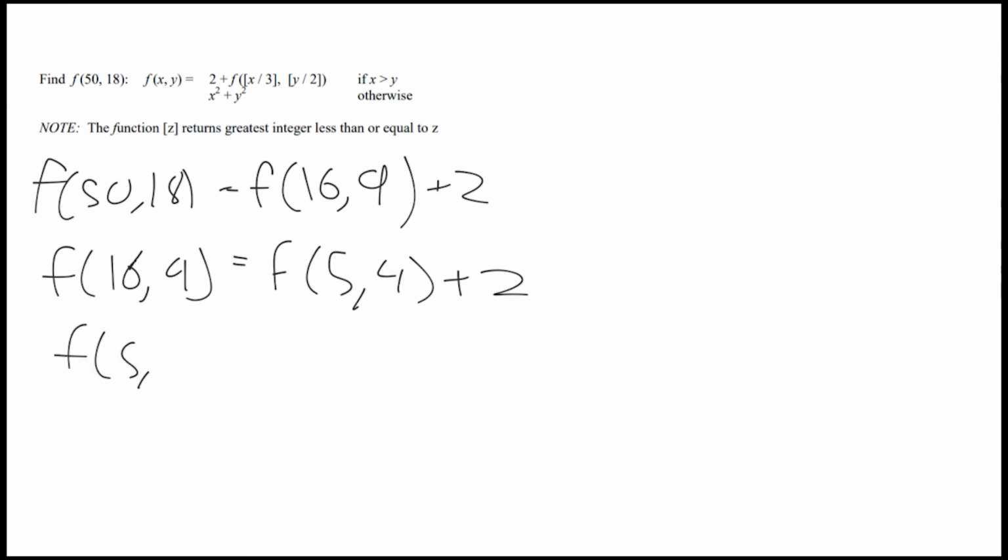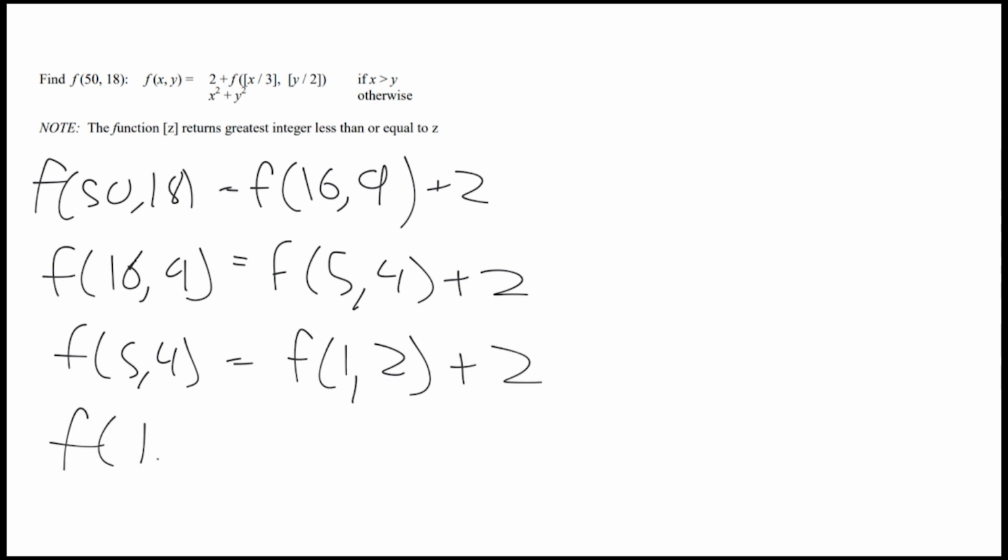Once again, 5 is greater than 4, so we need to do this first case again. And this will yield f of 1, 2. Because 5 over 3 is 1 point something, so you round down. And 4 over 2 is 2, so there's no need to round at all. And once again, you can't forget the plus 2.